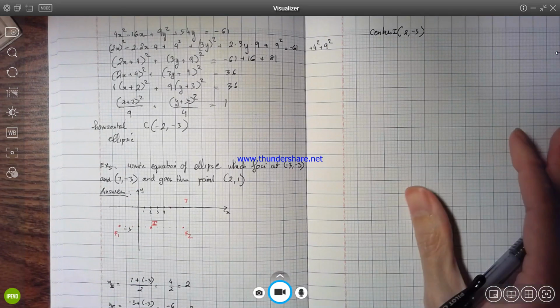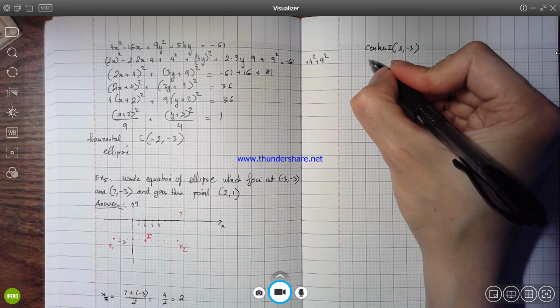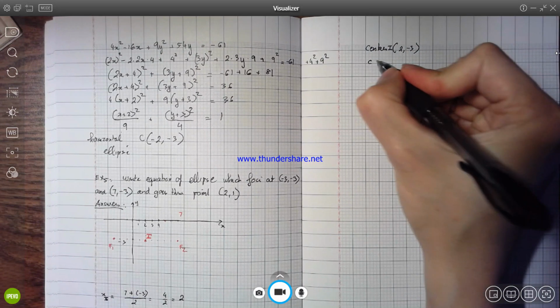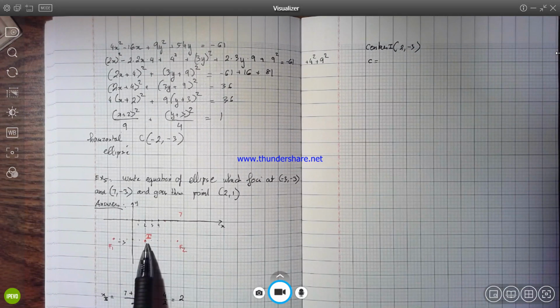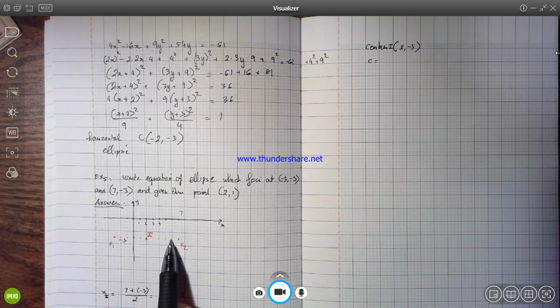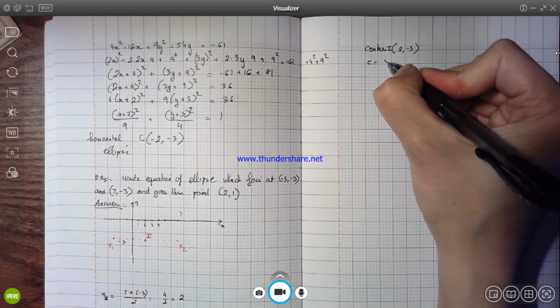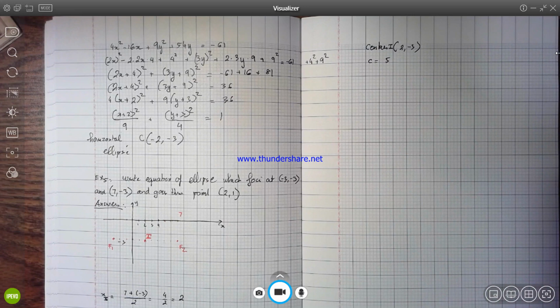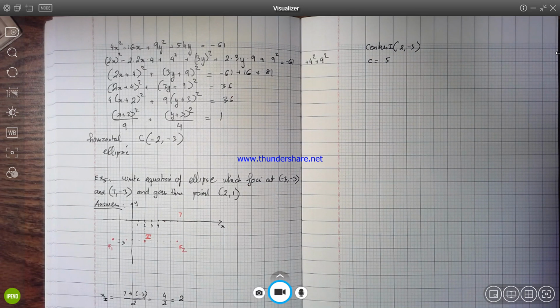And now I can get C. C is the distance between I and F. So how many? 1, 2, 3, 4, 5. C will be 5. It means that you can find A and B, right? If you know C, we can find A and B, because we need to find A and B.